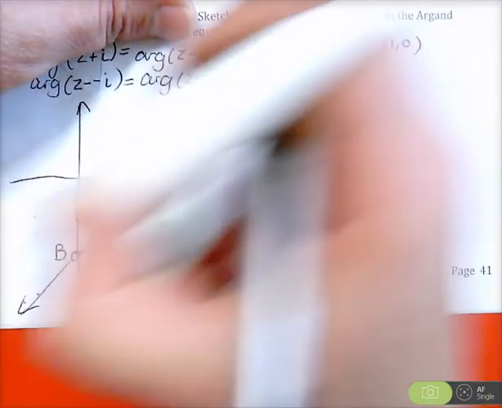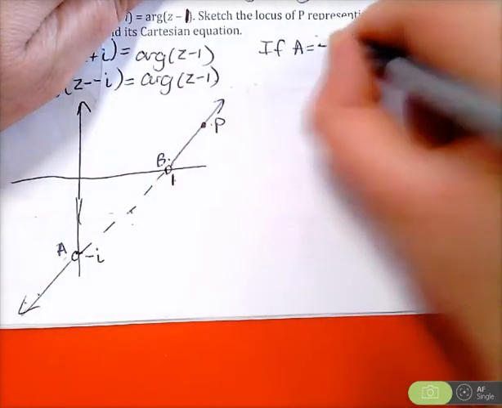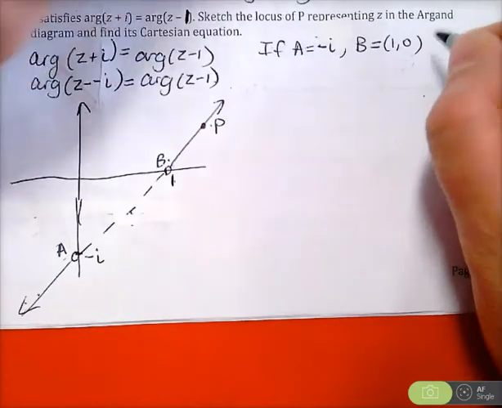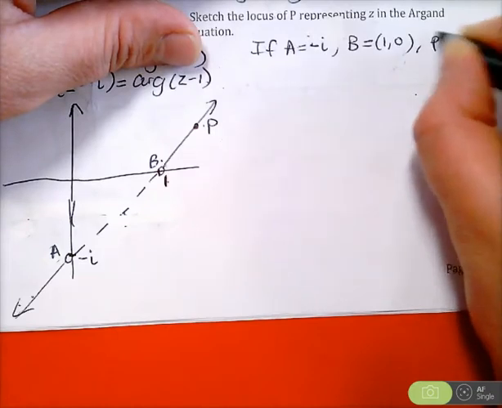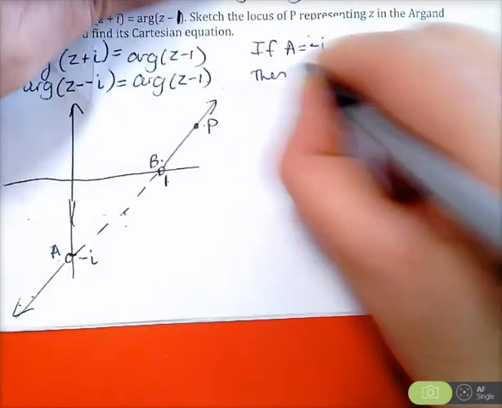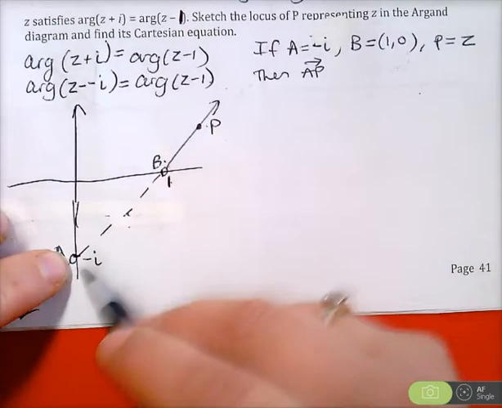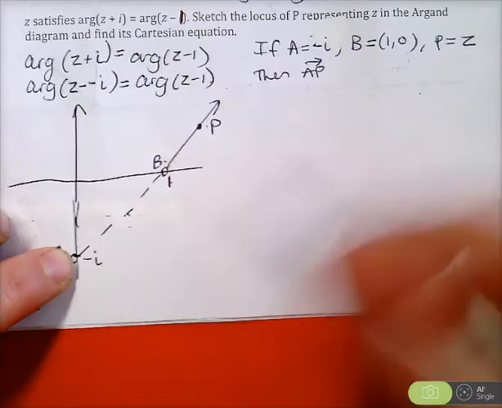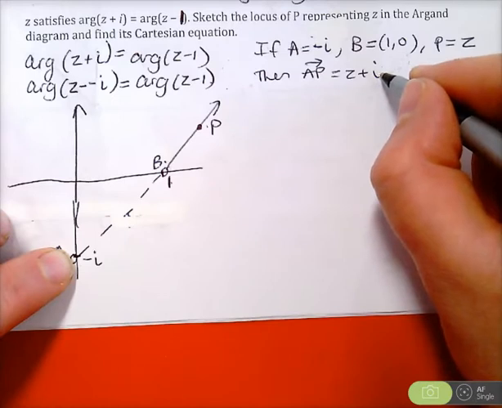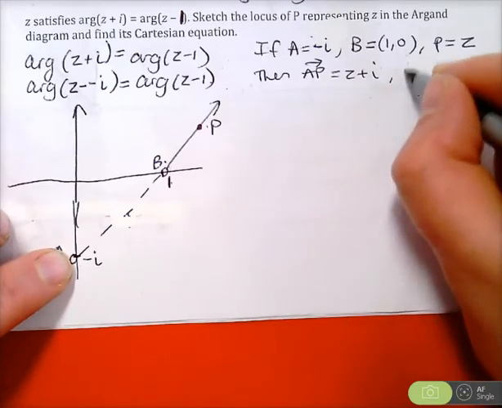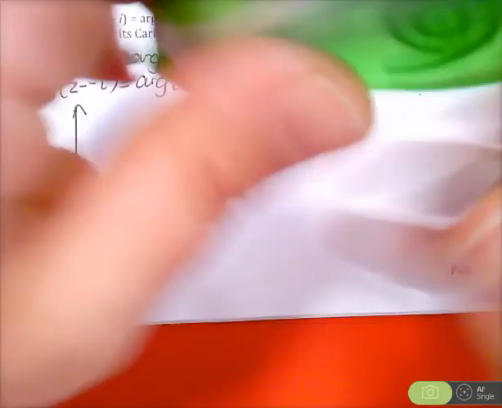Okay, I'm just going to, can I swap them down here? I'm going to call this one A, this one B. So if A represents the complex number negative i, and B is the point 1, 0, P is going to be my complex number z, then the vector AP represents z plus i, because it's the direction from minus i to z. And BP represents the vector z minus 1.